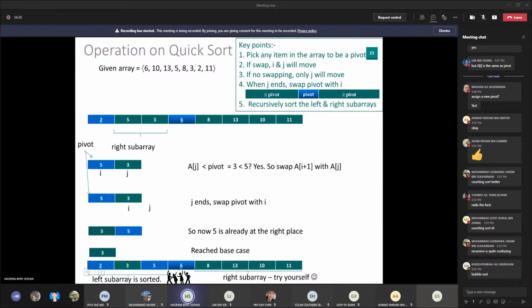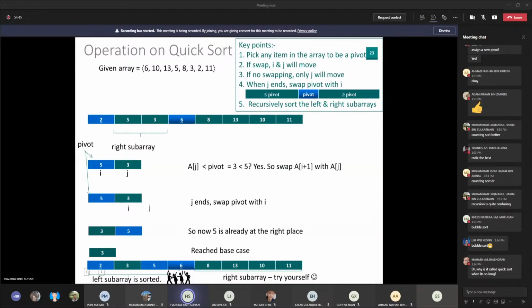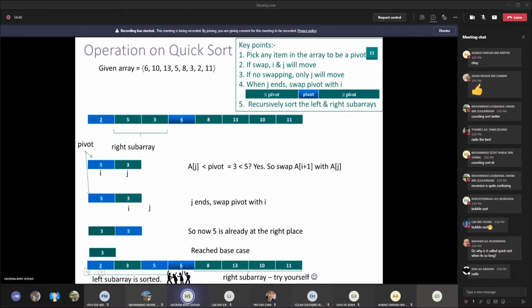The question is quite confusing. Yeah, because it's like calling itself, right? Bubble sort, you like bubble sort better. Why is it called quick sort when it's so long? Good question. So, Mahin, what name should we put this? Radix. Mahin?